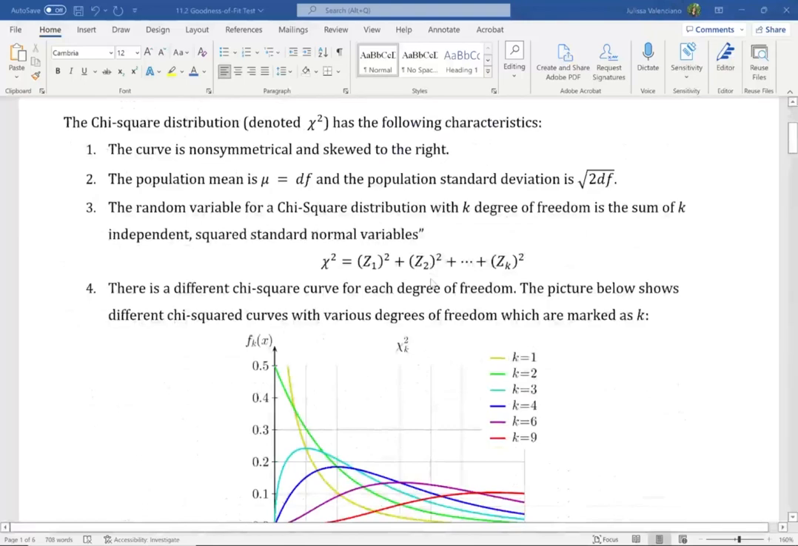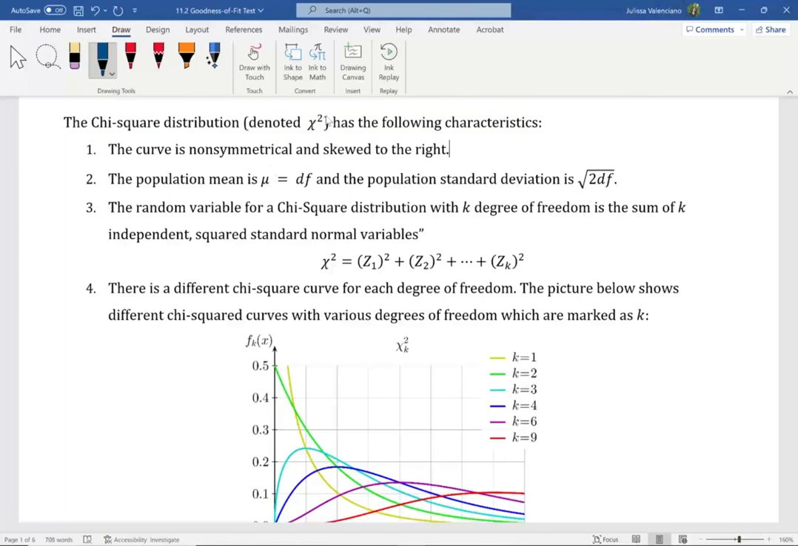Okay? Now, we're going to look at the main characteristics of the chi-square distribution. When we refer to the chi-square distribution, we use the notation chi-square. This is a Greek letter that looks like a capital X, and then we square that Greek letter. When you see this notation, you read this as chi-square. And so let's go ahead and make a note to ourselves. This is read as chi-square. This distribution is going to be a non-symmetrical right-skewed distribution. The mean of this distribution is going to be the degrees of freedom, and the standard deviation of the distribution is going to be the square root of 2 times the degrees of freedom.